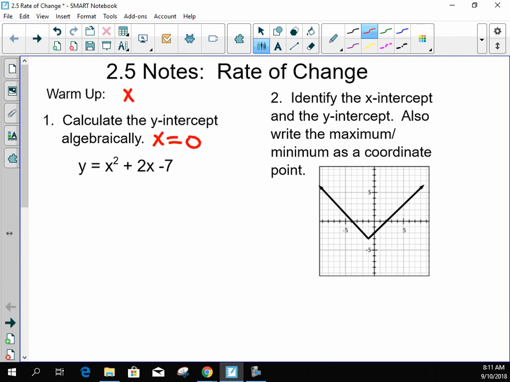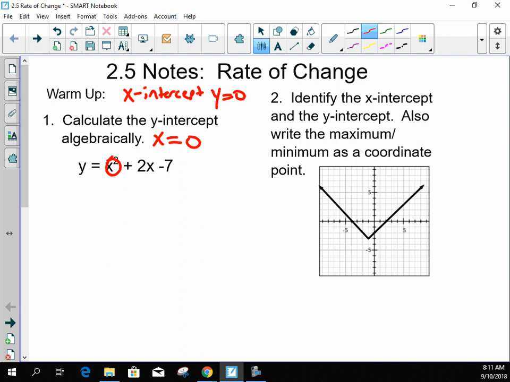If I wanted the x-intercept, how do I calculate that algebraically? Make y 0. Guys, you have to memorize this stuff. X-intercept, y equals 0. Y-intercept, x equals 0. It's the opposite. If I want to know the x, I make the y 0. If I want to know the y, I make the x 0.